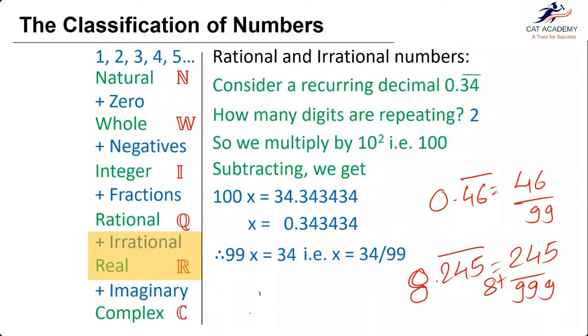64.501501501. So that can be written as 64 plus 501 by 999. The rest of the calculation you can do. Okay?